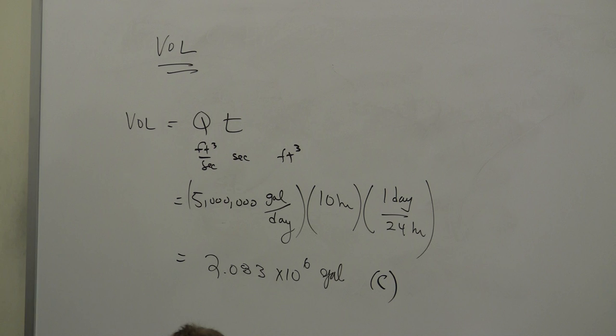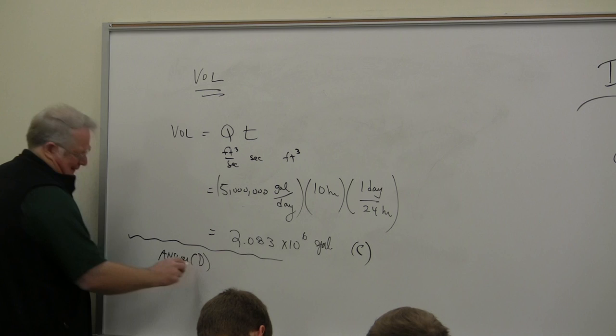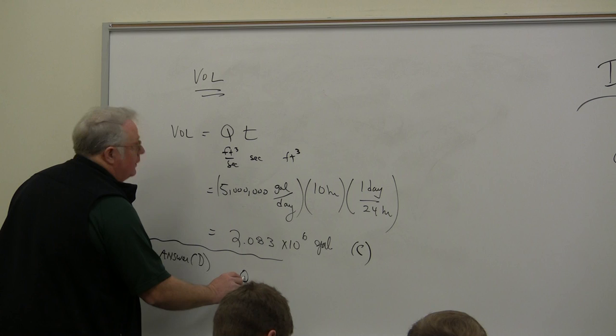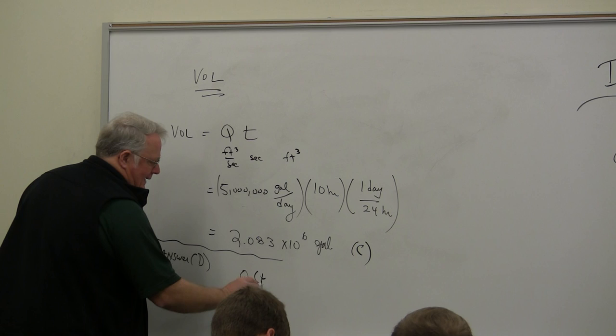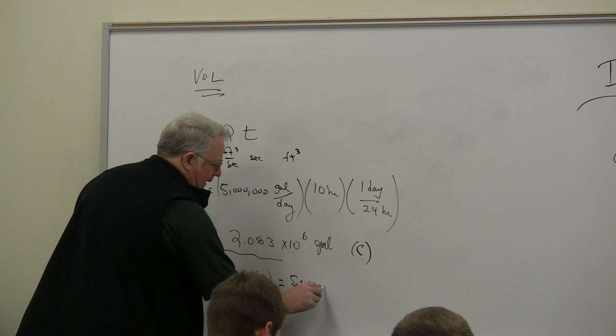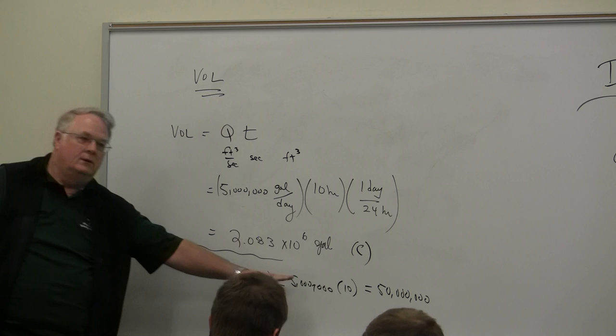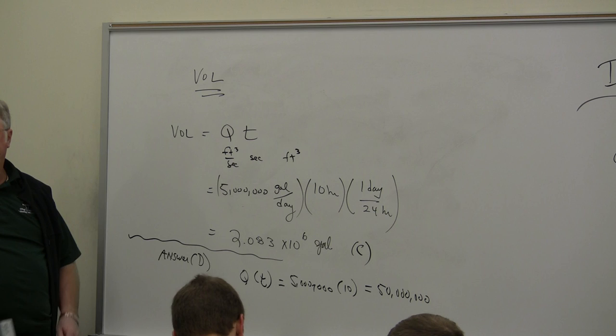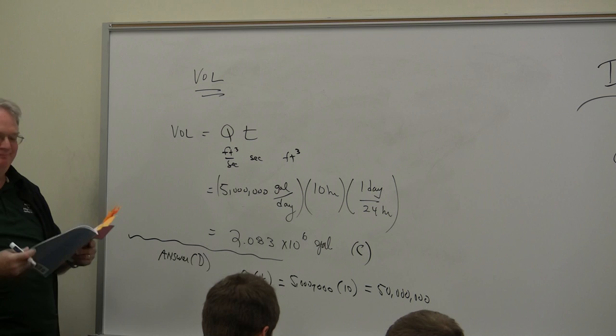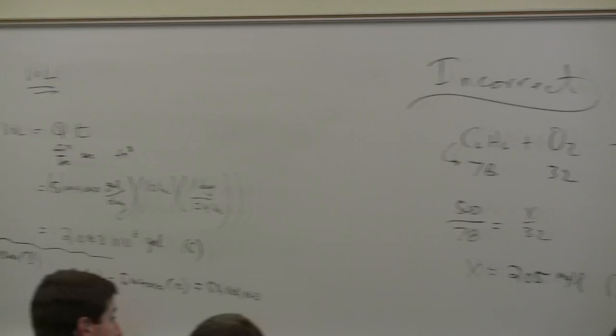All right, how'd they get the answer D? Doing it the wrong way, yeah. D they get by taking Q and multiplying it by T, which is 5 million gallons a day, and multiplying it by 10, not paying attention to units, and getting 50 million as your answer. But you got a mismatch in your units. So that's how you get answer D. Not that you ought to ever do anything like that. All right, so those are the strictly water wastewater questions.